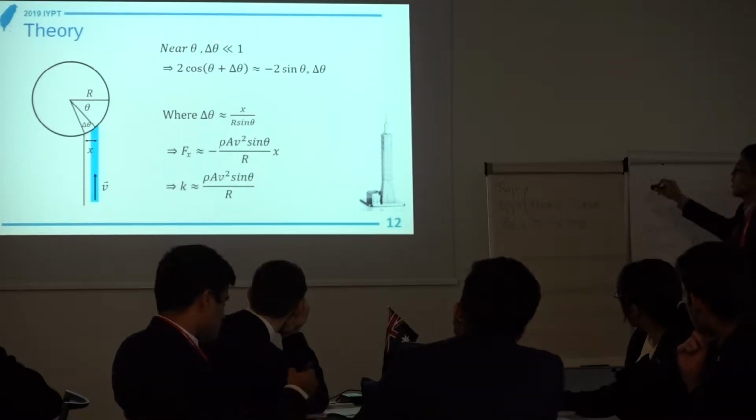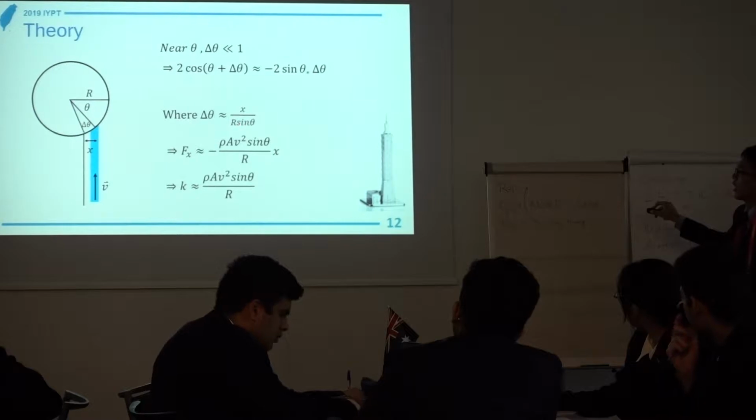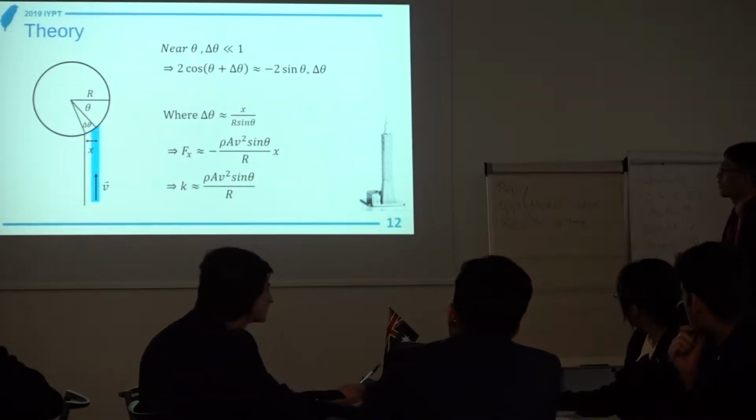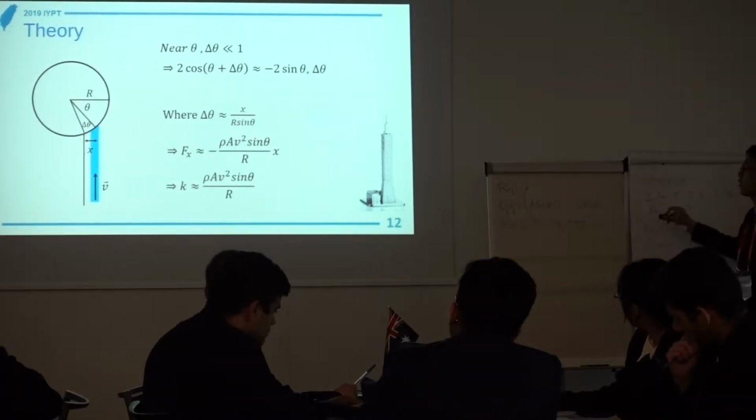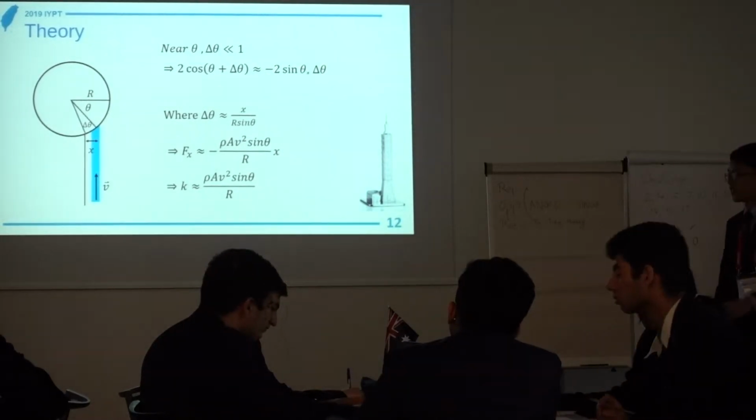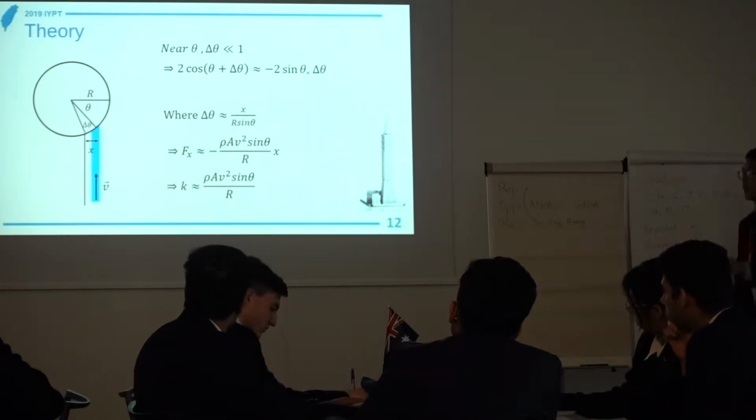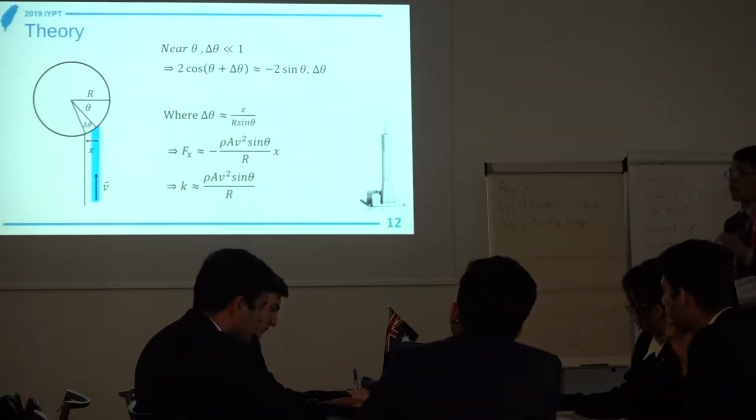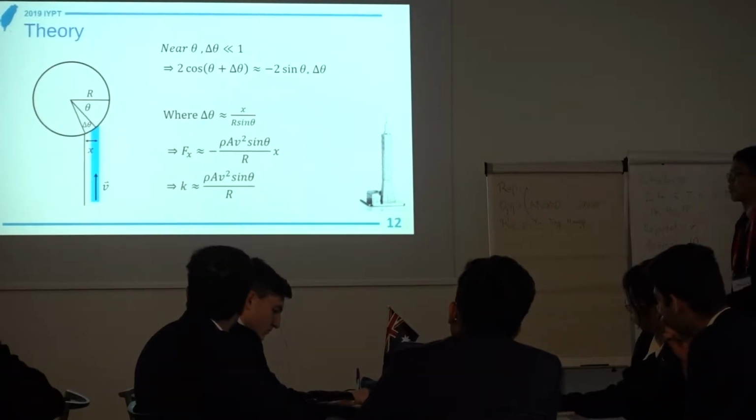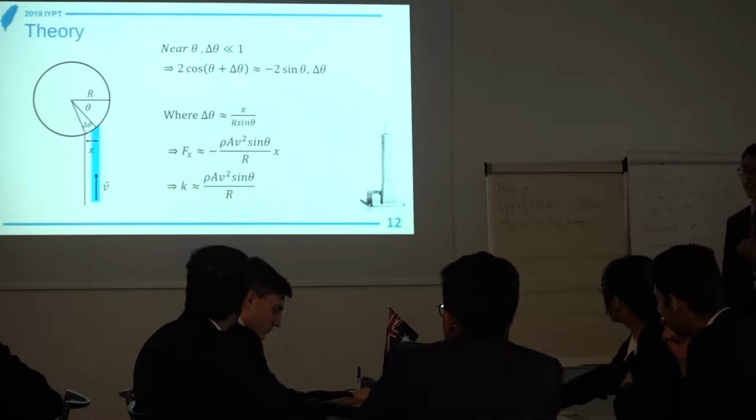So here you can see when it's very small, you can get this equation, where delta theta equals about x over L times theta. By these two equations, we can analyze the axis force that acts on the x-axis, and we can get the k constant. So the light object will have a motion like a simple harmonic motion.